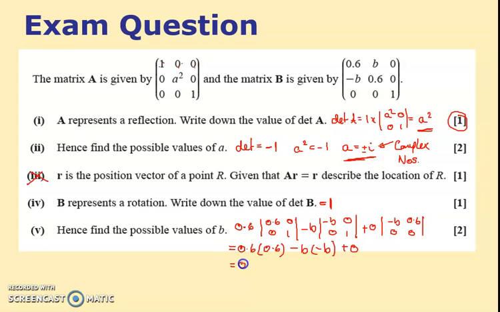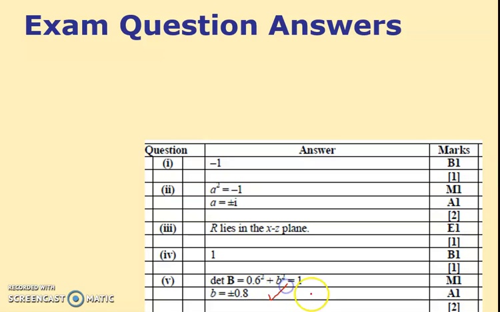So what do I get? I get 0.36 plus B squared, and I reckon that's equal to 1. And B squared therefore is 0.64. And I reckon therefore B, if I square root that, I get the square root of 0.64, and that's plus or minus 0.8. It'd be easy to miss out the plus or minus, and it did want plus or minus.